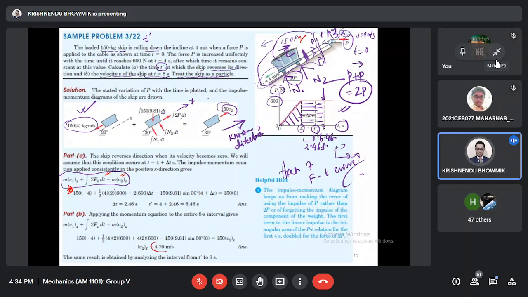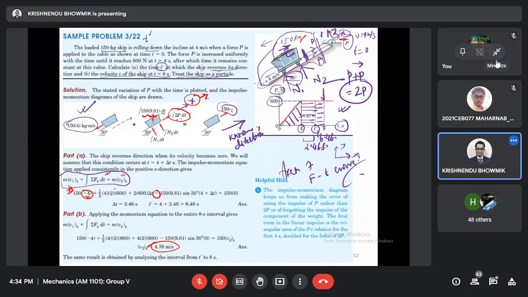Here V2 is positive. Positive means in the positive x direction we have considered everything positive. You see, here we have considered negative. Why? It is in the negative direction. Here this value in the x direction component was negative. Why? Because x was positive.